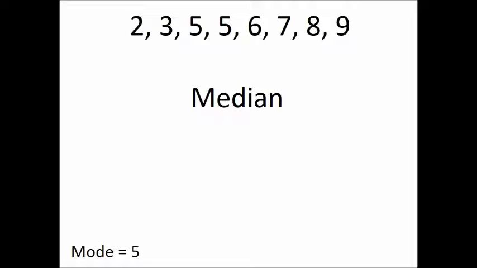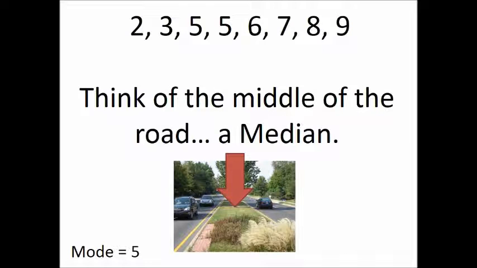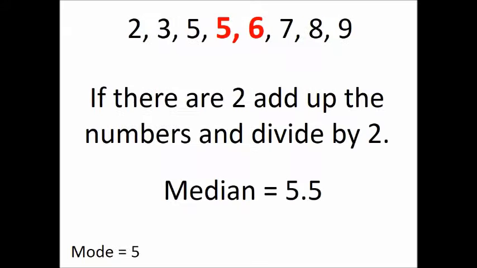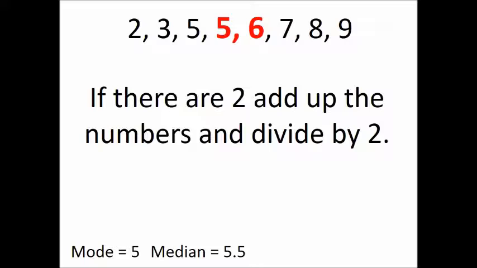Median. Median is going to be the middle number. To remember this, think of the middle of the road, which is also called a median. See, I pointed to the median. Picture I took online from somewhere, the middle of the road, median. So let's find the middle number. But you might not always have a middle number. For example, this one has 2 middle numbers because there's 2 right in the middle. So we add both those numbers and divide them by 2. So 5 plus 6 equals 11. Half of 11 is 5.5. So that's what happens if there's 2 middle numbers.